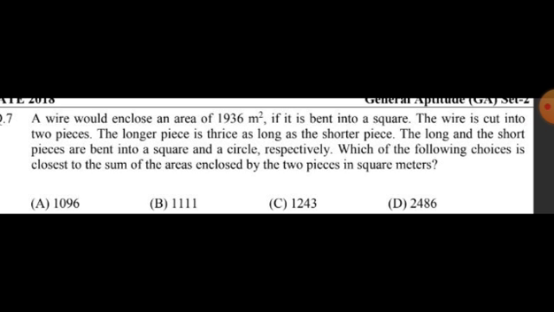Okay, I have solved this question. I will show you the answer. Before that, you should understand this question. There is a wire. When we bend this wire in the shape of a square, the area formed is 1936 meter square. After that, this wire is cut into two pieces. One piece is thrice as long as the shorter piece. The long piece is then bent into a square and the small piece is bent into a circle. The sum of the areas of the square and the circle is what we are going to find.